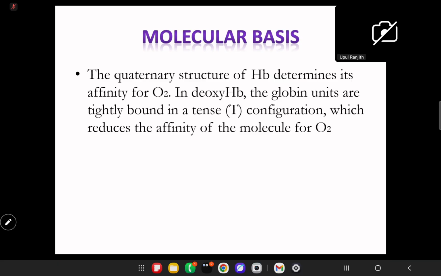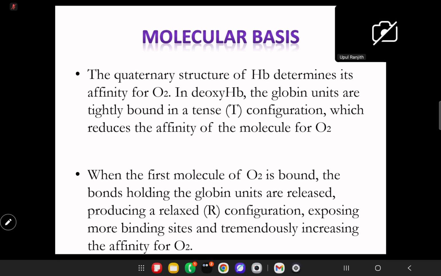Sometimes people also ask from the molecular basis, because the quaternary structure of hemoglobin determines its affinity for oxygen. In deoxyhemoglobin, the globin units are tightly bound in a tense configuration. That is called the tense configuration, which reduces the affinity of the molecule for oxygen, right? So because of that tense configuration, deoxyhemoglobin has reduced affinity for oxygen.